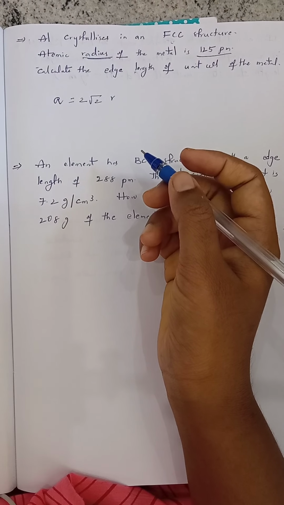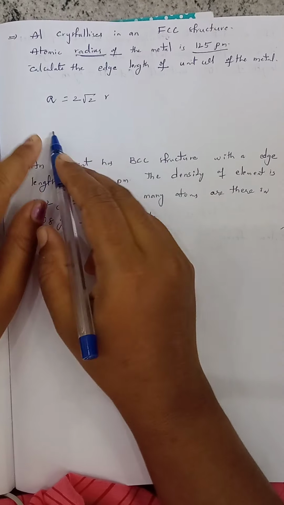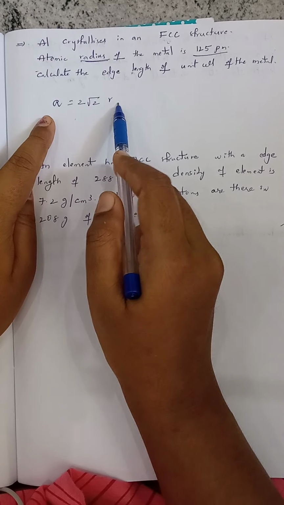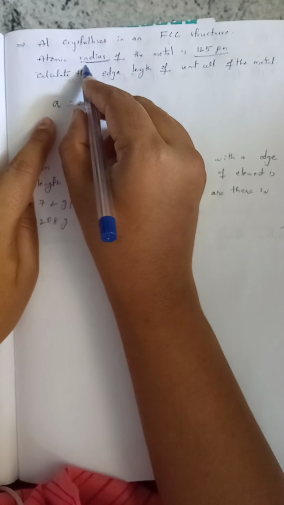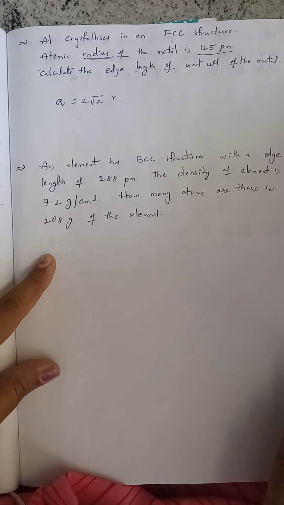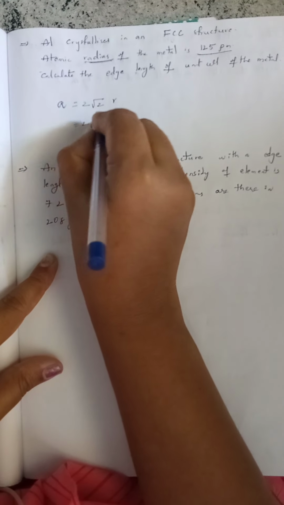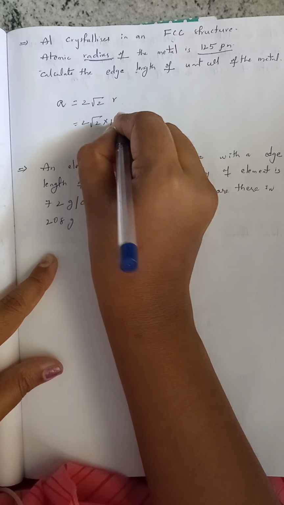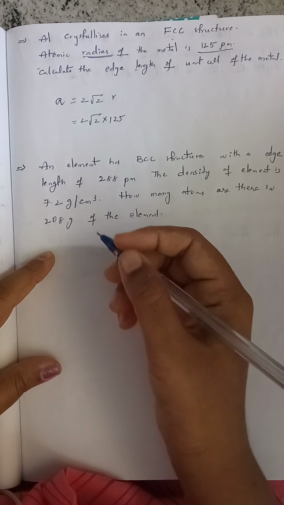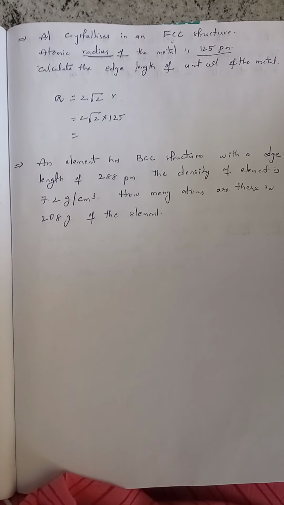In the starting of this video, I have given the formulas for edge length, radius as well as density. From that I have taken. Edge length of FCC is always equal to 2 root 2 into R. R value they have given. What is R value? Atomic radius value is 125 picometers. You just substitute that R value here. That is 2 root 2 into 125. Root 2 value you know, that is 1 point something. Multiplying with 2, we'll do the calculation.